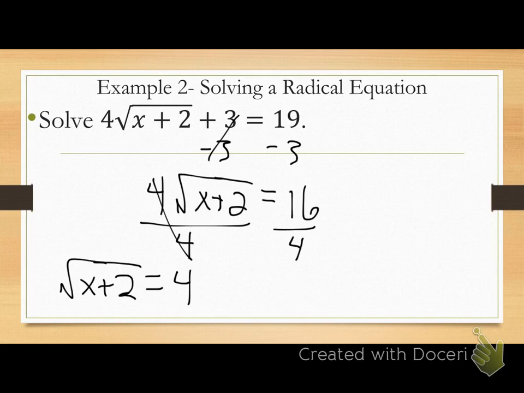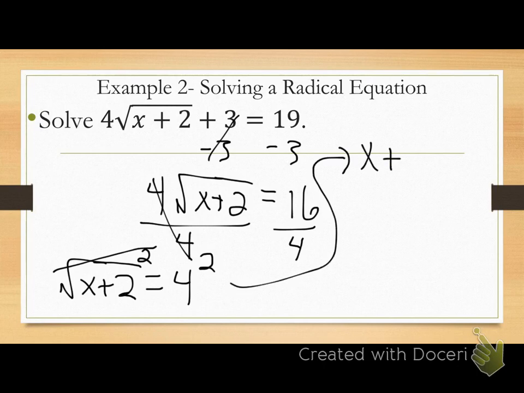I've got operations going on under the radical. That's okay though. The whole radical together is by itself. Right? So, since the radical is by itself, let's go ahead and get rid of the radical. How do we do that? Square it. Got to square both sides. So that'll cancel out the radical. What am I left with on that left-hand side now?